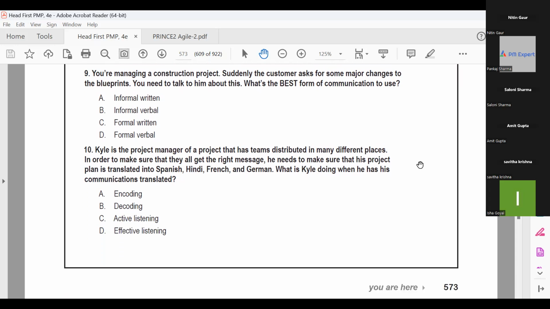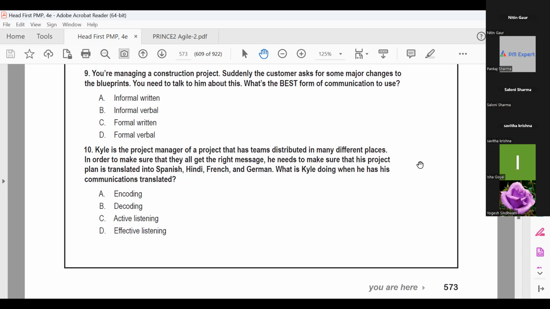9th, you are managing a construction project. Suddenly, the customer asks for some major changes to the blueprints. You need to talk to him about this. What is the best form of communication to use? Verbal. Formal verbal. C, Charlie.